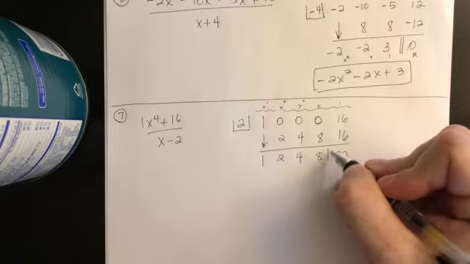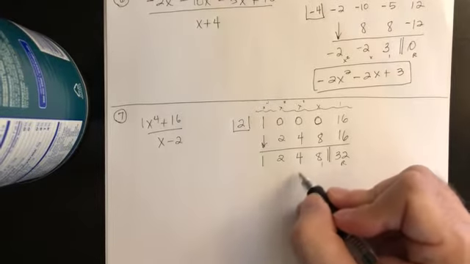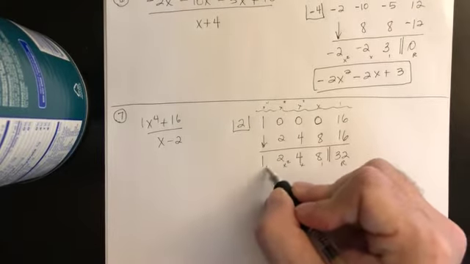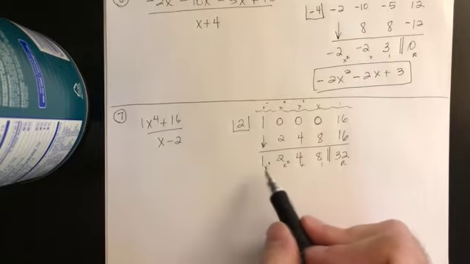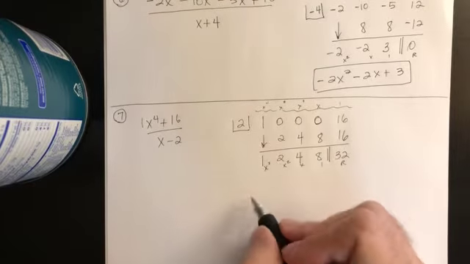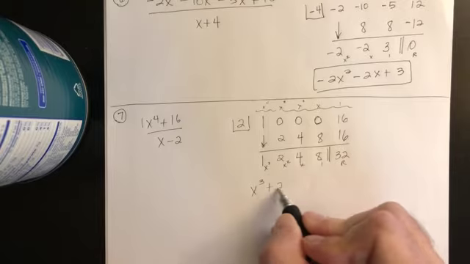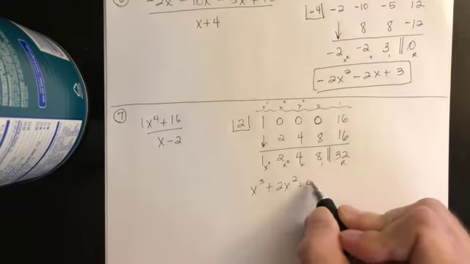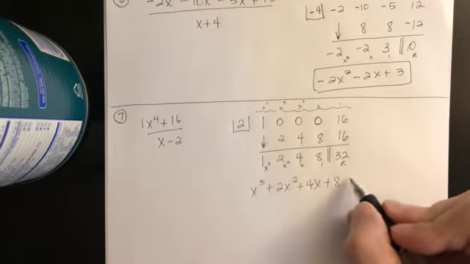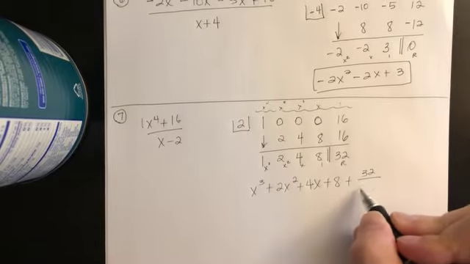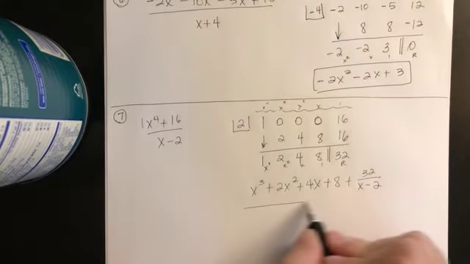With this one, I happen to know that it is supposed to be a remainder. So in this case, x cubed is the first one because it's 1 less. So we got 1x cubed plus 2x squared plus 4x plus 8, and then plus 32 over the original denominator, x minus 2.